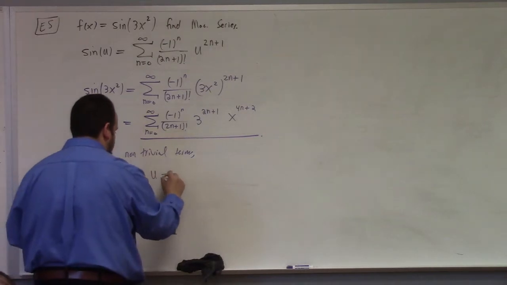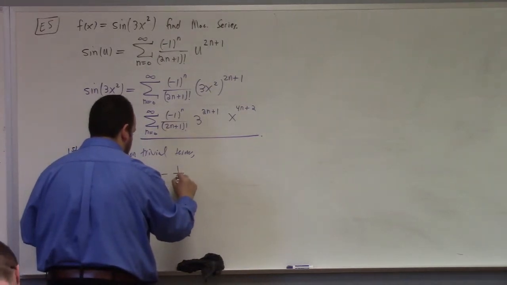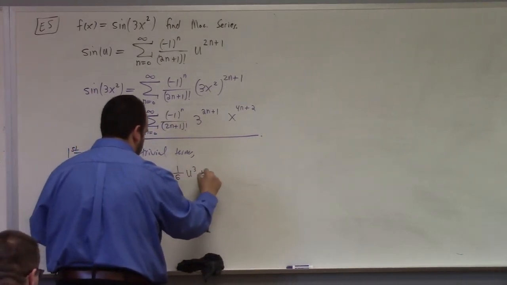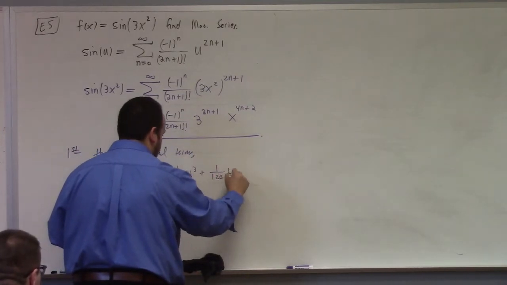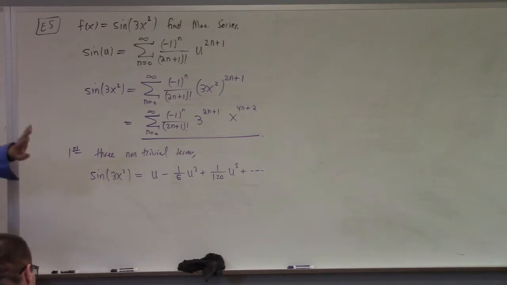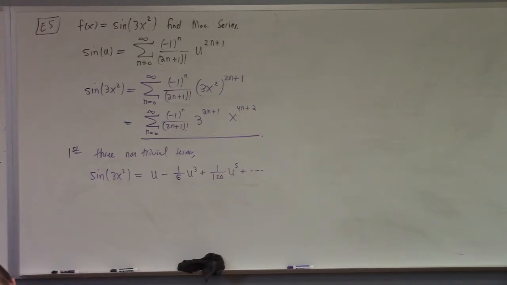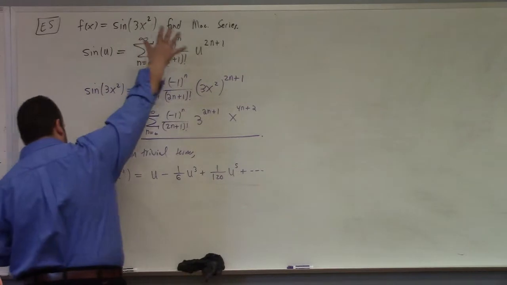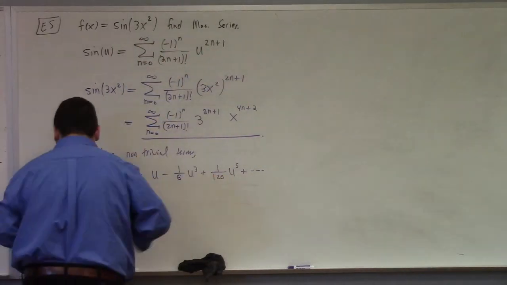So let me write it down. u minus 1 over 6 u cubed plus 1 over 120 u to the 5th. Right? Of course, I could plug it in. I could plug into the formula right above and just look at n equals 0, 1, and 2. That would also be fine. I'm just saying that if you hadn't already done what's up here, you could start here just the same.